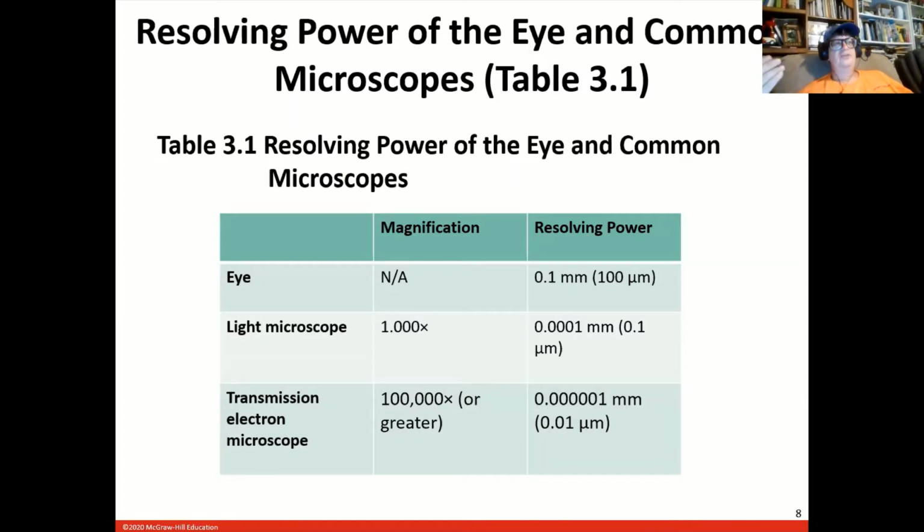A transmission electron microscope, any electron microscope, because it's not using light, it's using a beam of electrons. Electrons, just like light, have a wavelength, but it's much smaller. So you can tell the difference between two things that are really close together.